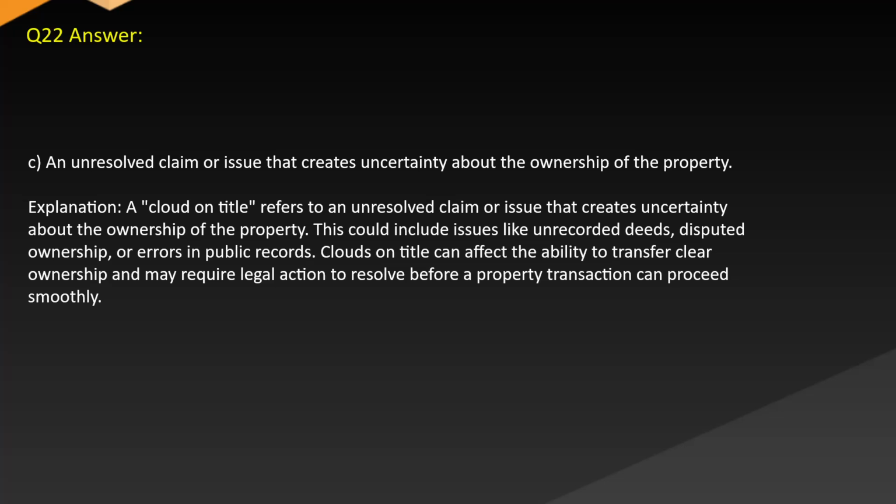Answer: C. An unresolved claim or issue that creates uncertainty about the ownership of the property. Explanation: a cloud on title refers to an unresolved claim or issue that creates uncertainty about the ownership of the property. This could include issues like unrecorded deeds, disputed ownership, or errors in public records. Clouds on title can affect the ability to transfer clear ownership and may require legal action to resolve before a property transaction can proceed smoothly.